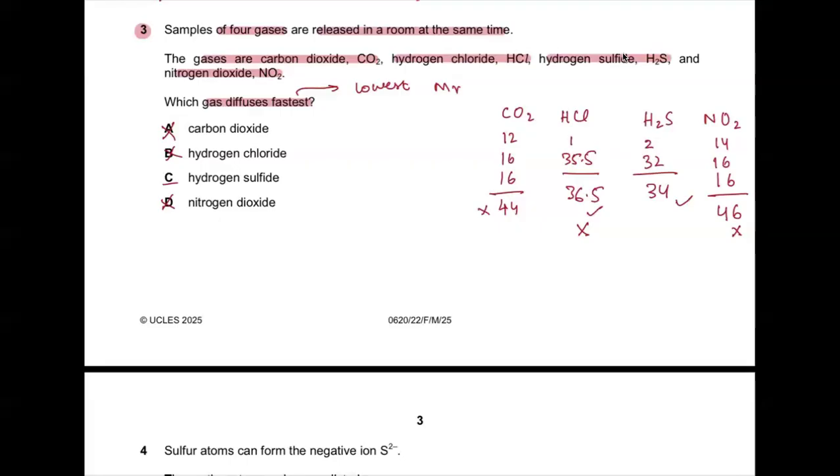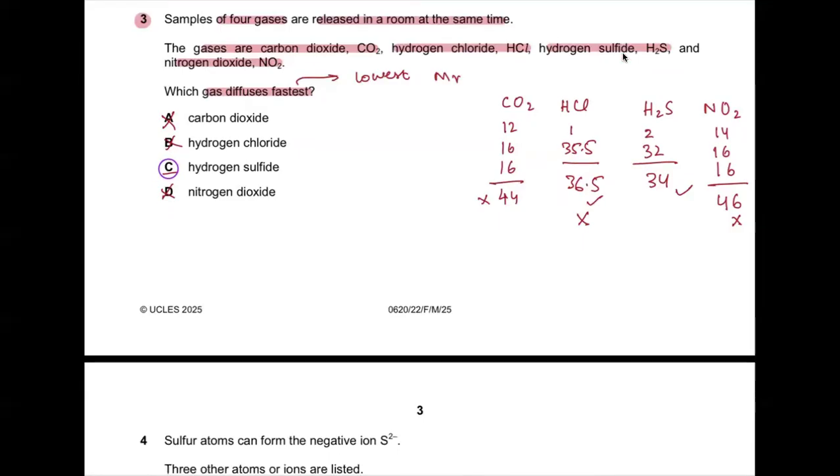So H2S is the gas with the lowest Mr among these four, so it is going to be the fastest diffusing.